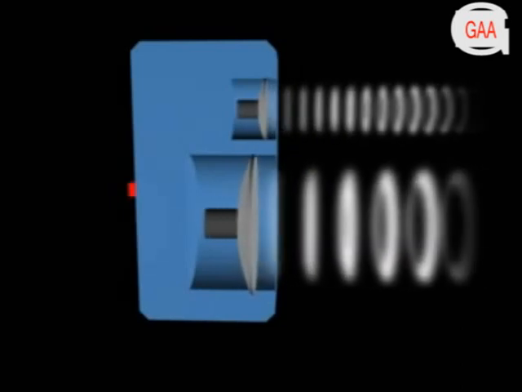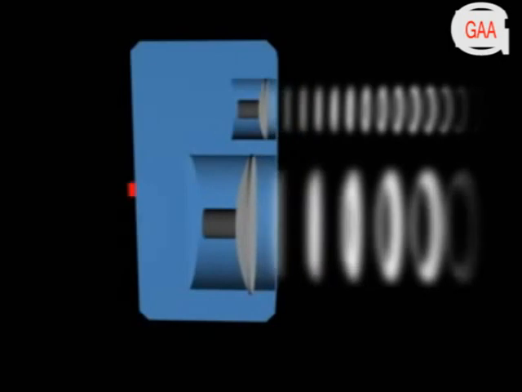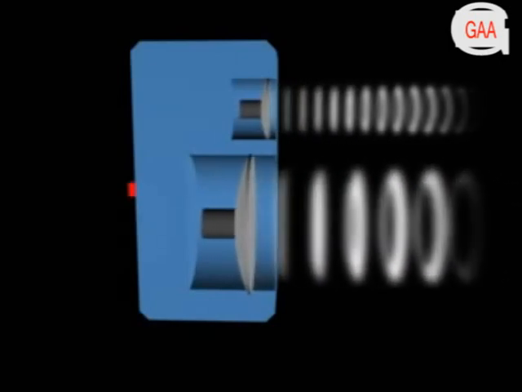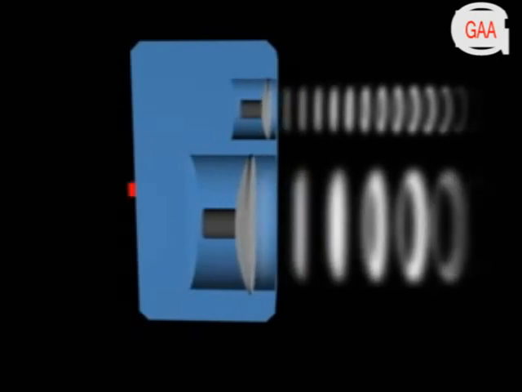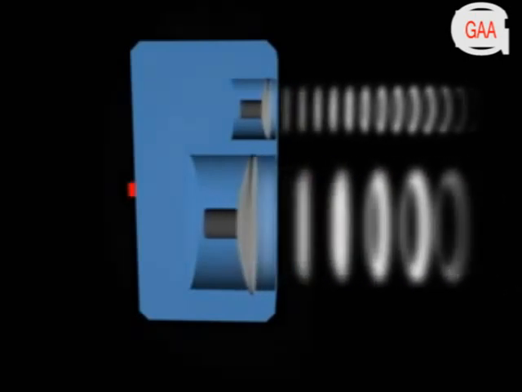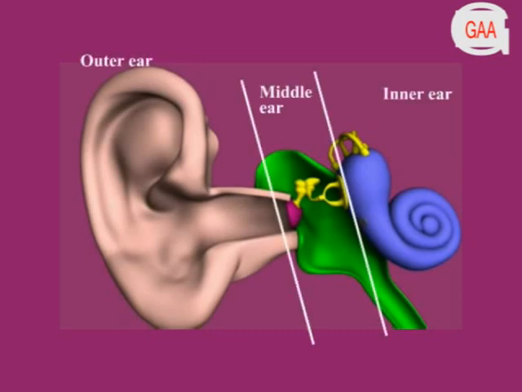The frequency of these waves, or the speed at which the sound creating surface moves back and forth, affects the pitch of the sound. The level of pressure in each wave is directly related to how loud the sound is. The structure of the ear consists of three parts: an outer, middle, and inner ear.